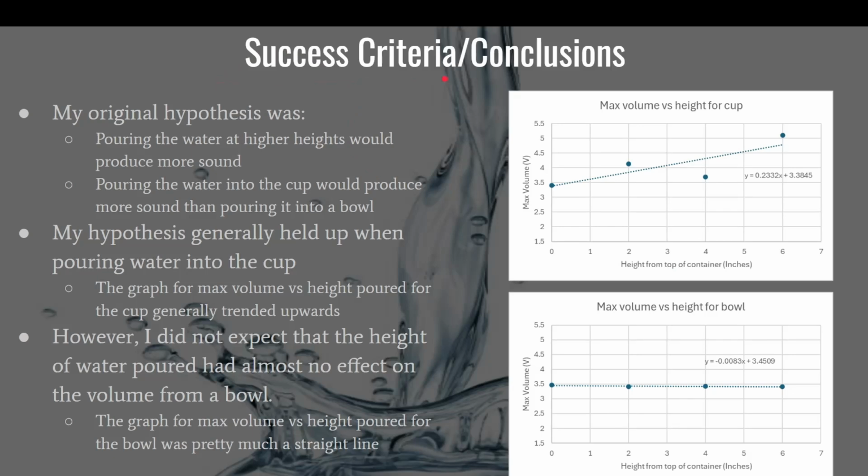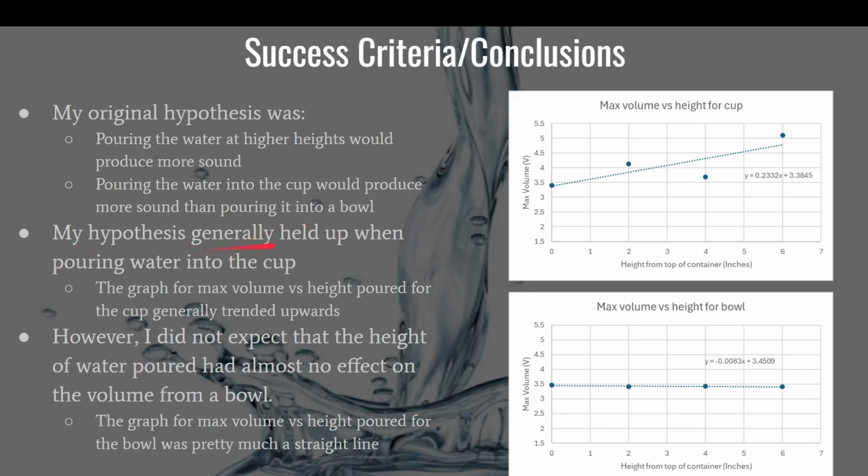Moving on to success criteria and conclusions, my original hypothesis was that pouring the water at higher heights would produce more sound, and pouring the water into the cup would produce more sound than pouring it into a bowl. And this was generally true for the cup, because the cup was tighter than the bowl. My theory was that the sound waves would bounce off the cup more and be more concentrated to be picked up by the mic, whereas the bowl was way wider and sound waves could bounce off the bowl in any sort of direction compared to the cup.